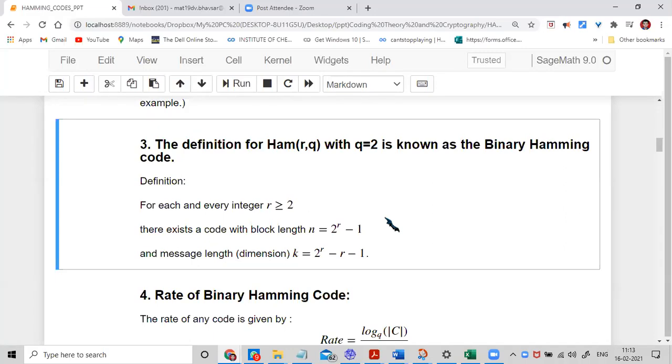Your voice is breaking. Actually, see, to represent, for example, Hamming code of r comma q. Beautiful. So when q equal to 2, it is called binary Hamming code. I do not need to tell what is n, what is k, what is d. Yes, for all Hamming codes, you need to just specify r.